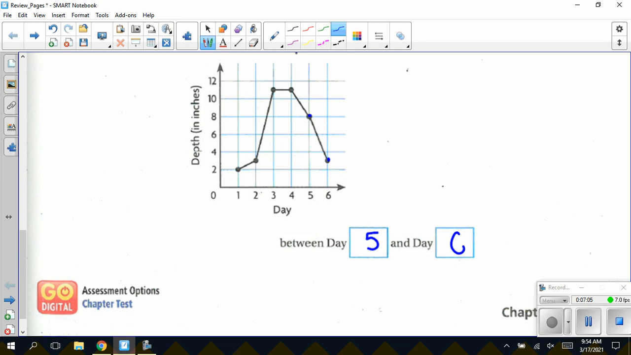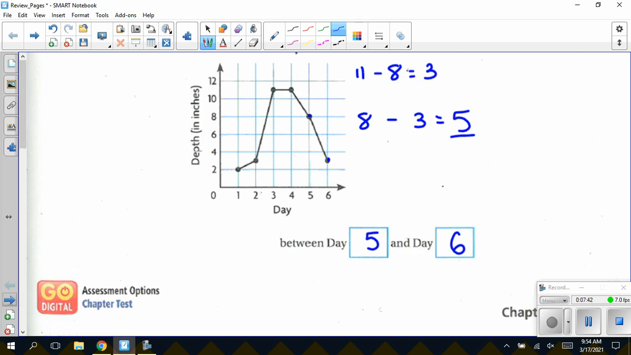I can also double check that by using math. I see that day 5 is at 8 inches, day 6 is at 3 inches, and 8 minus 3 does equal 5. If I subtracted between days 4 and 5, day 4 was at 11, and day 5 again was at 8. 11 minus 8 is 3. So because it had to be a decreasing value, I could only look between days 4, 5, and 6, and obviously days 5 and 6 had the bigger decrease.